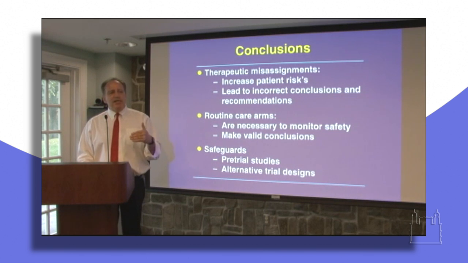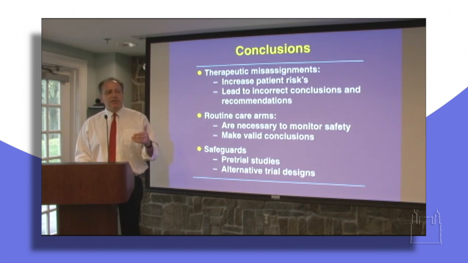And we need to have safeguards. We absolutely have to do pre-trial studies to determine how these therapies within usual care are used, and document if they really are being studied in the trial after being used, and IRBs need to enforce this. And we need to use alternative trial designs in order to make sure there are controls, or if we're studying two arms that are routine care, that those routine care arms throughout the trial are managed as they would be during routine care. Thank you.